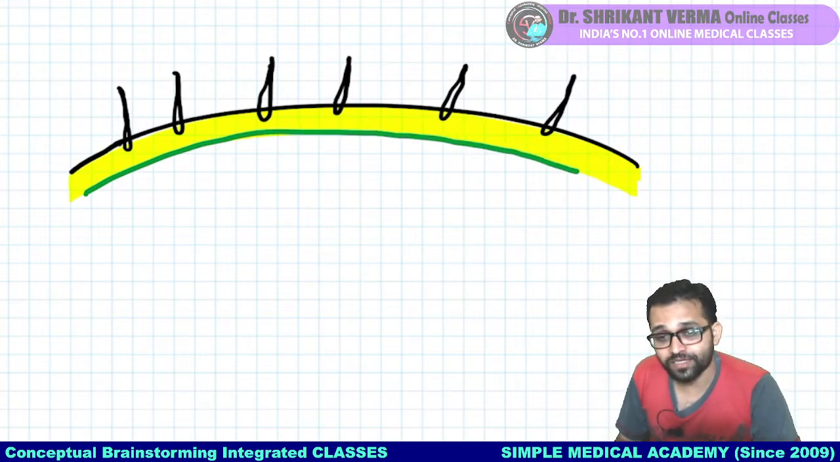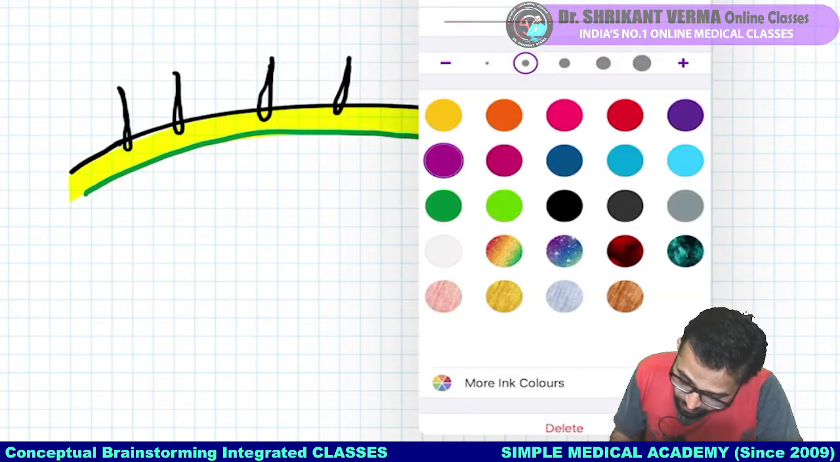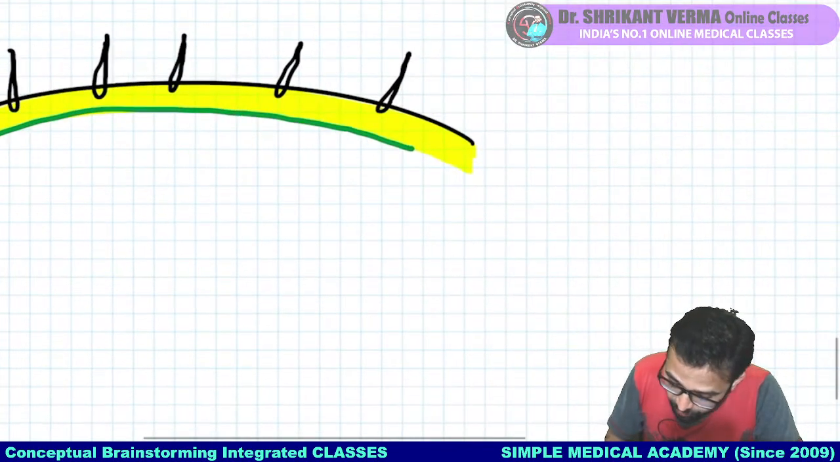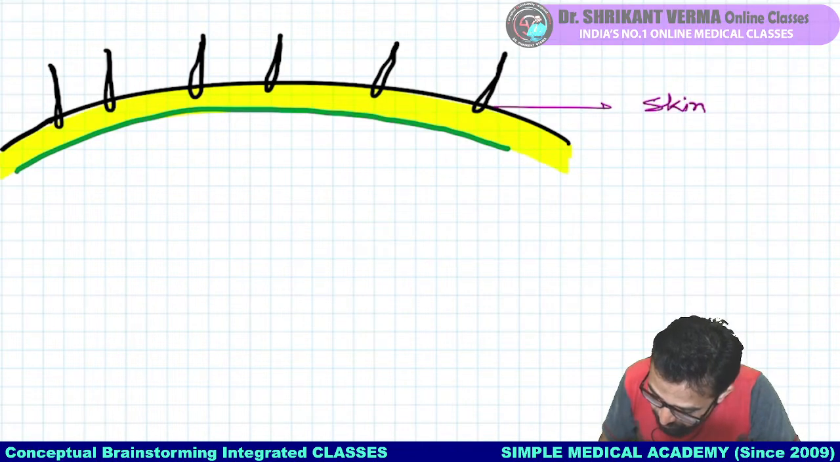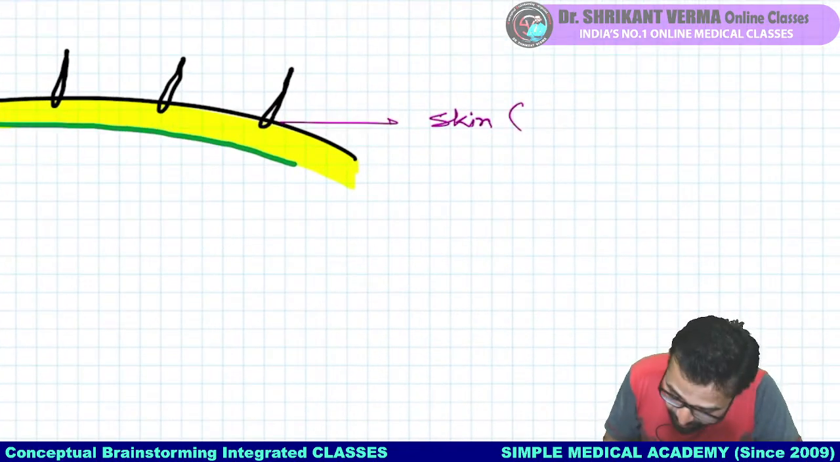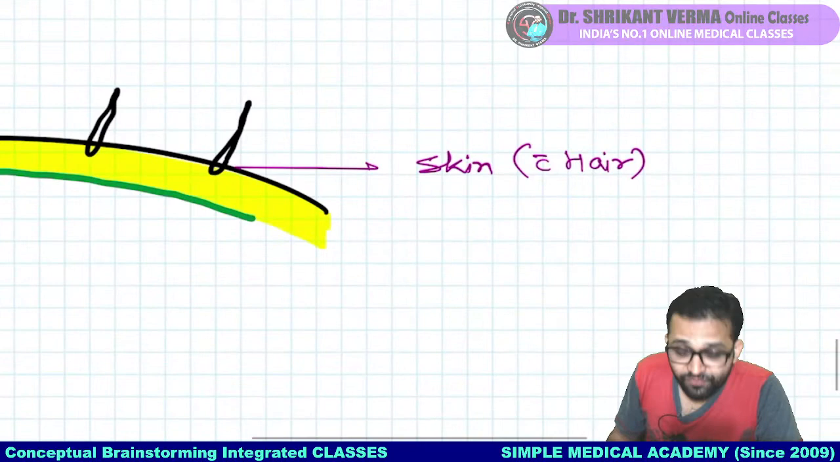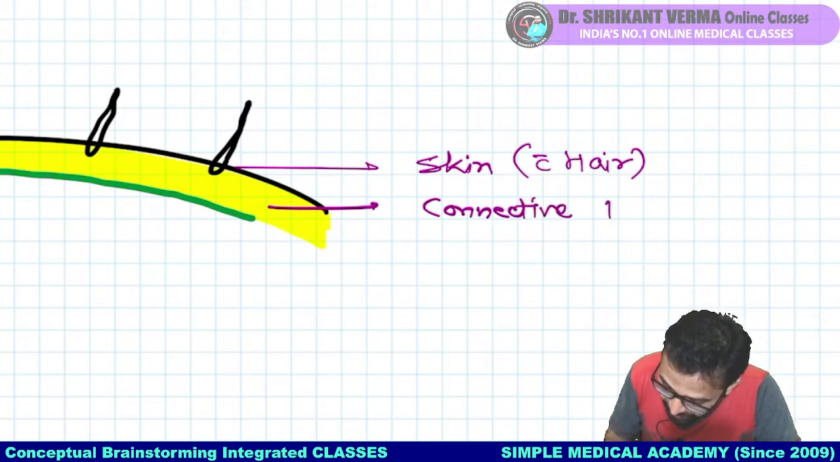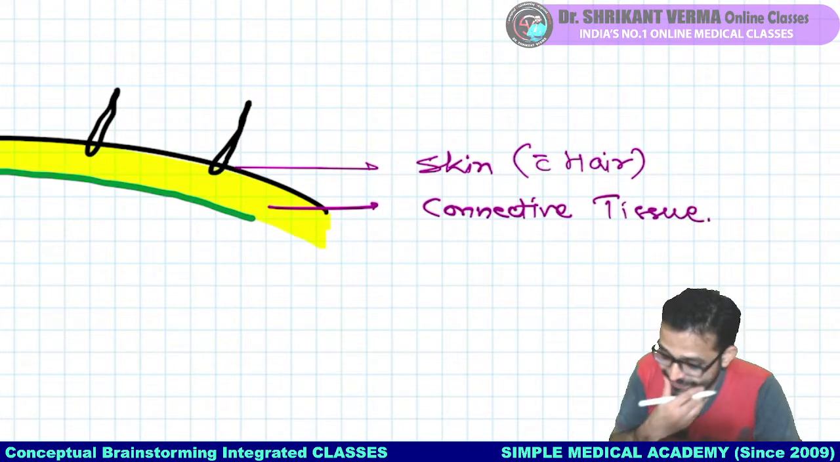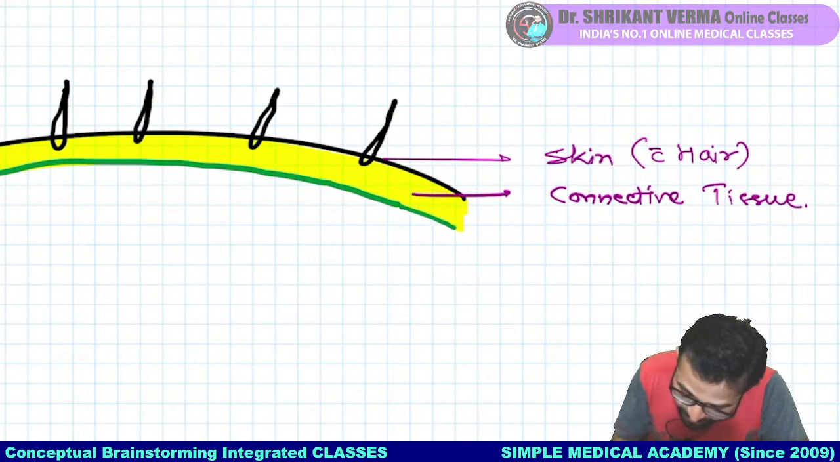So this is our aponeurotic layer. Fine. Again labeling for all of you. So here you can observe skin. Yes, remember this is with hair. Fine. And then the next layer is our connective tissue. Okay. Then one more layer, that is the aponeurotic layer.